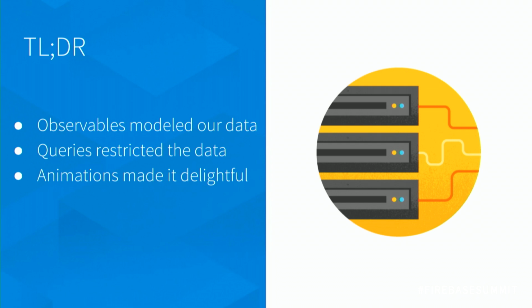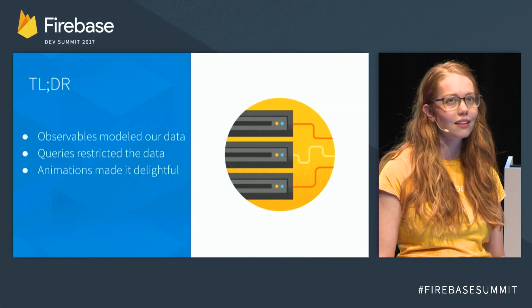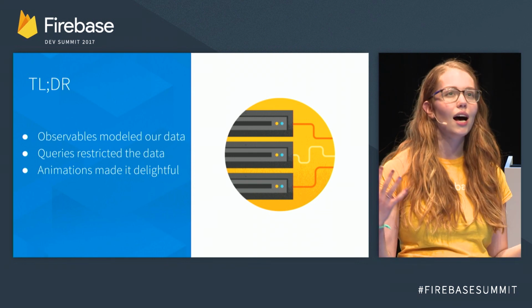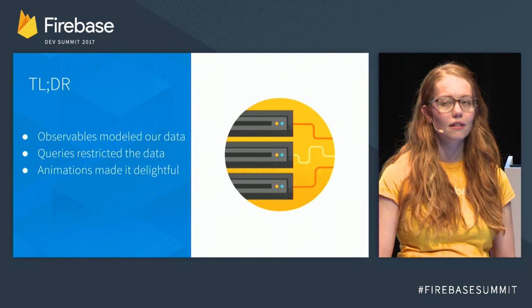Okay. So too long, didn't read of this talk, is that we think observables are a really great way to model data coming in from Firestore or any streaming data that you're processing via an API in JavaScript, and then take advantage of Firestore's queries to limit what you're getting back, so you're not sending a lot of stuff across the wire. And then finally, take the extra steps to make it real time and make it show up and be delightful for your users.